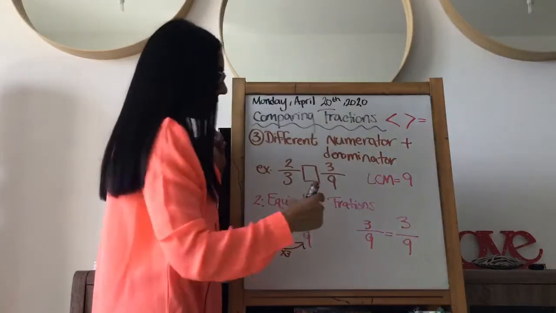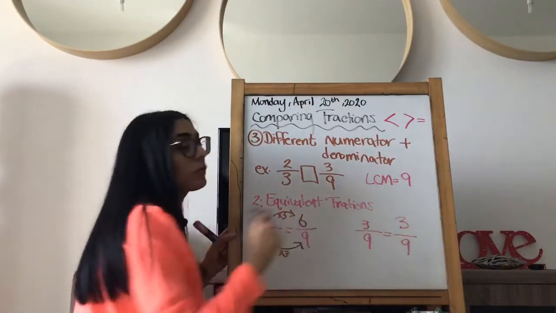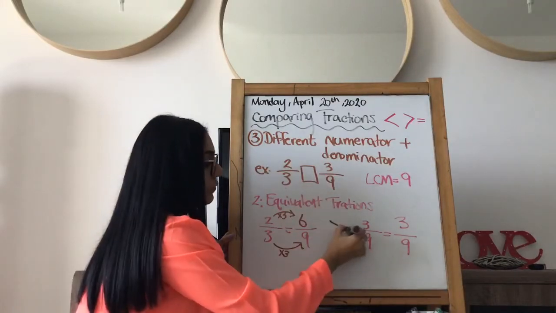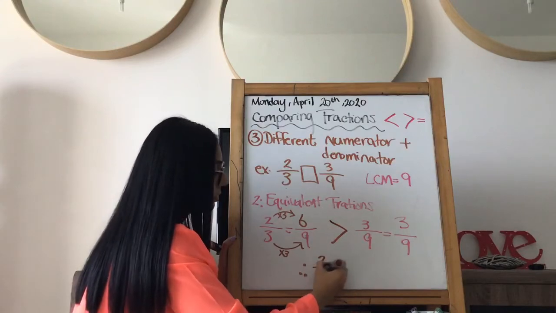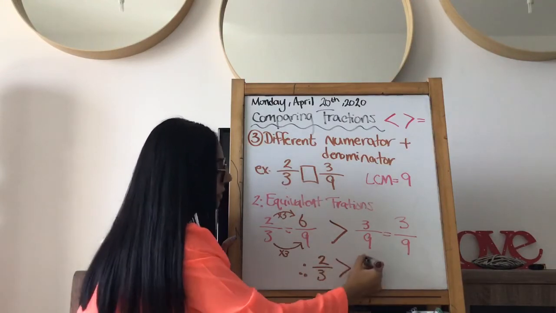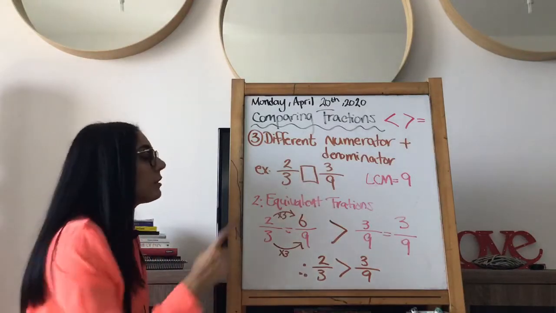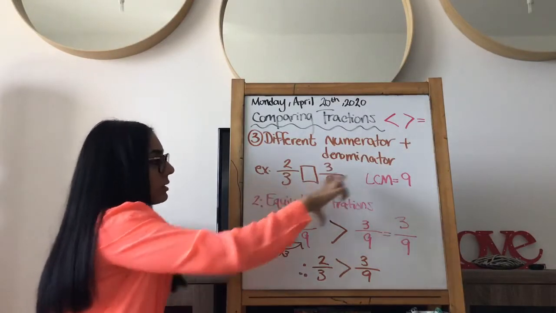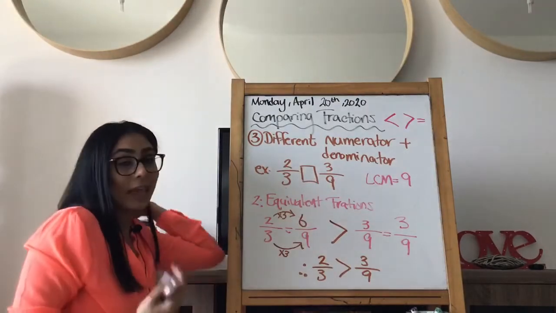Which one is greater? Because now the denominators are the same. So which one is greater, 6 over 9 or 3 over 9? So we know 6 over 9 is greater, therefore 2/3 is greater than 3/9. Okay? That's the only difference when you just have to do these two extra steps, LCM and make equivalent fractions, because you can't compare them.